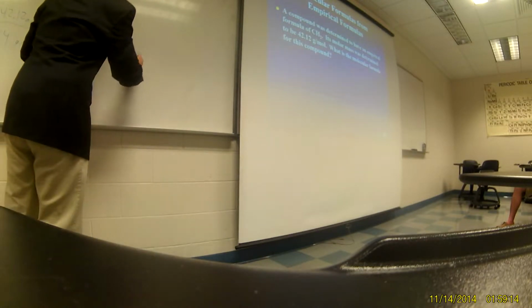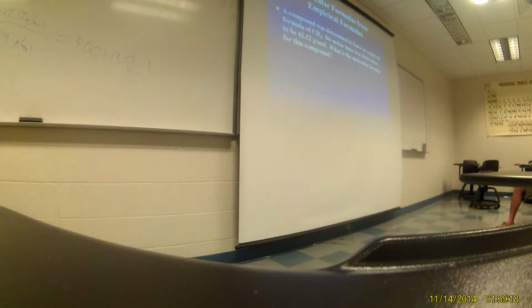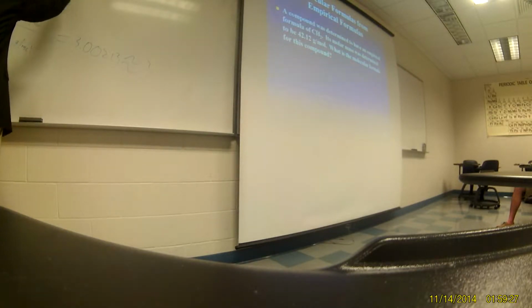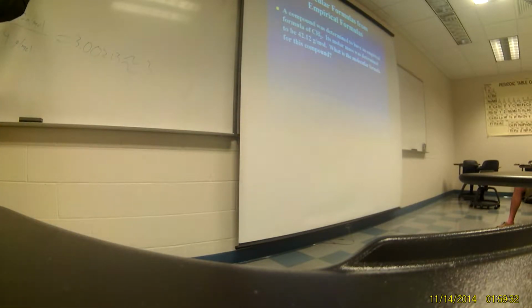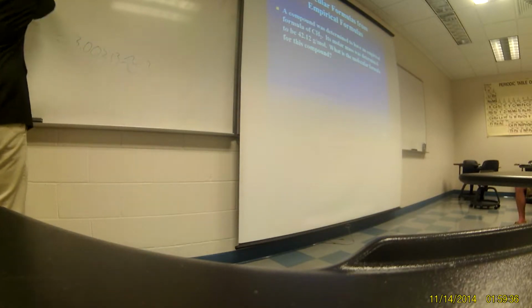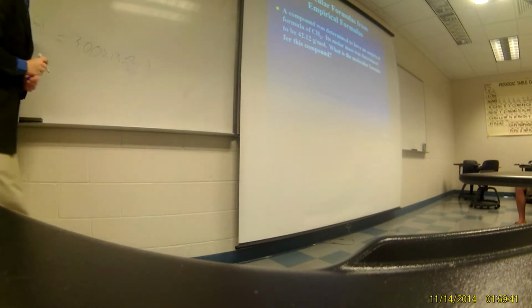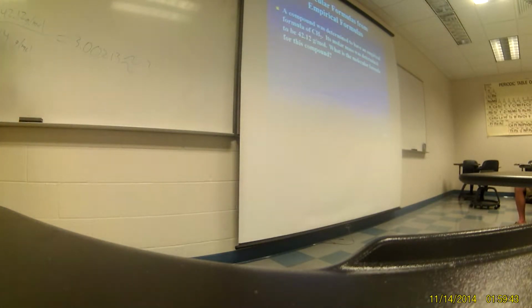3.00213, which is 3. So we know that our molecular formula is 3 times as large as our empirical formula. So we're going to take our empirical formula, CH2, and multiply the whole thing by 3. So 3 times 1 is 3, 3 times 2 is 6. And that's your molecular formula.